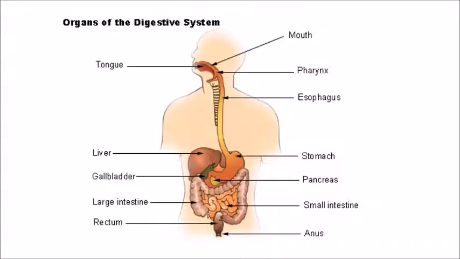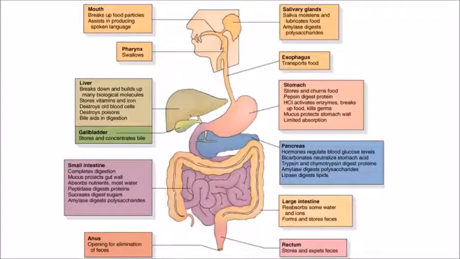Like what I already told before, the digestive system consists of the digestive tract or alimentary canal and also the accessory organs. The alimentary canal or GI tract is made up of the oral cavity or mouth, pharynx, esophagus, stomach, small intestine, large intestine, rectum, and also anus, while the accessory organs include the tongue, liver, gallbladder, and also the pancreas. This is the summarization for the function of each of the organs.